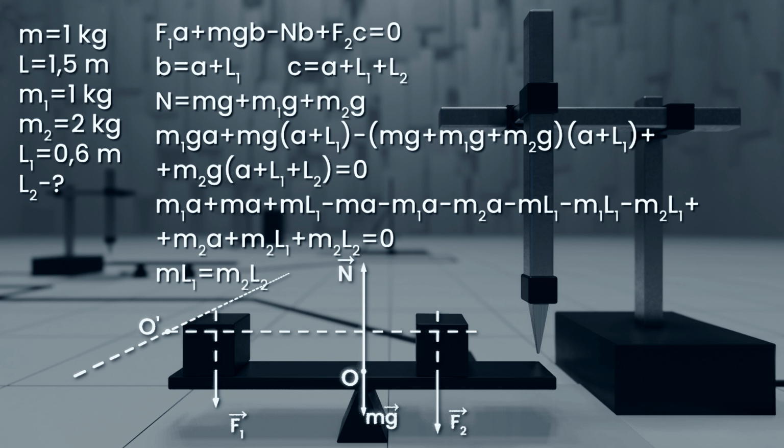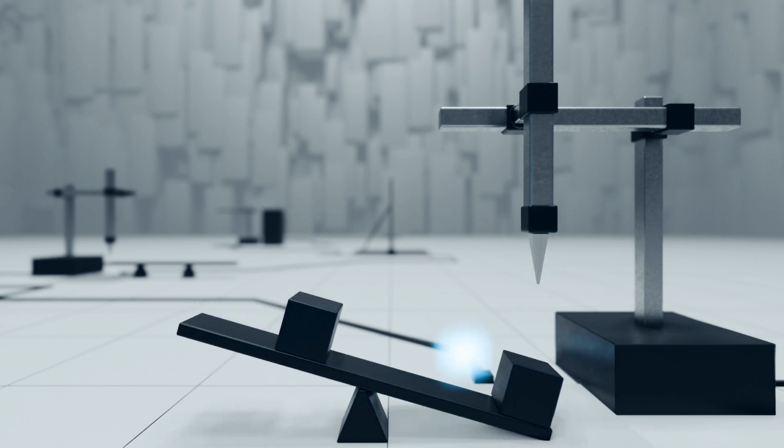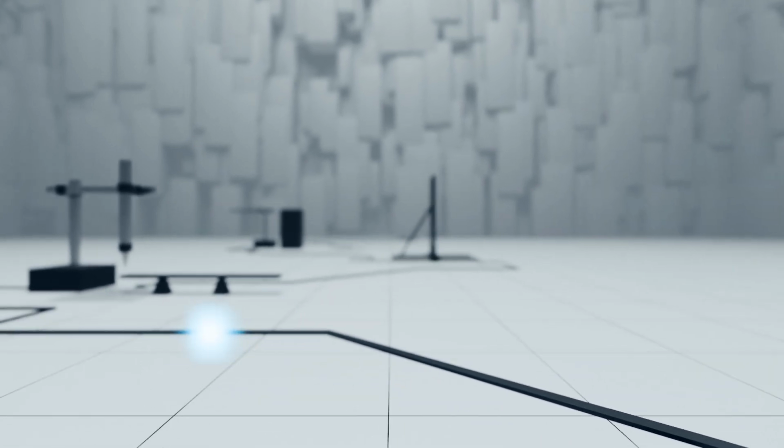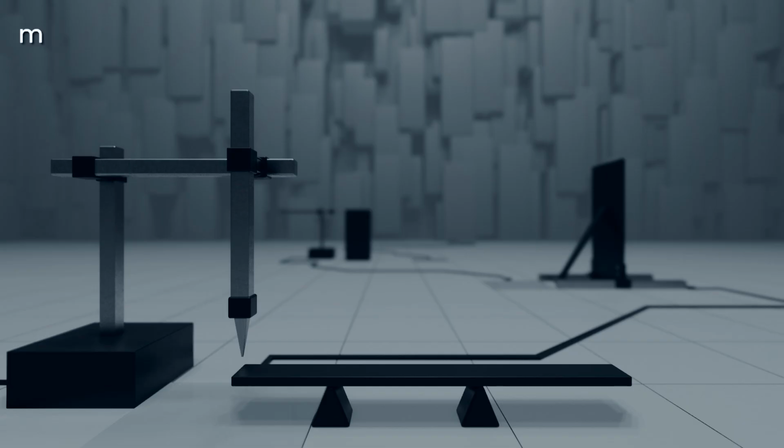Finally, let's briefly discuss the stability of the system. This equilibrium is unstable, which means that if the board is slightly disturbed, it will not return to its original balanced position, but will tilt further. This is an important factor to consider in real-world applications of levers and balance. Now let's move on to the next example.